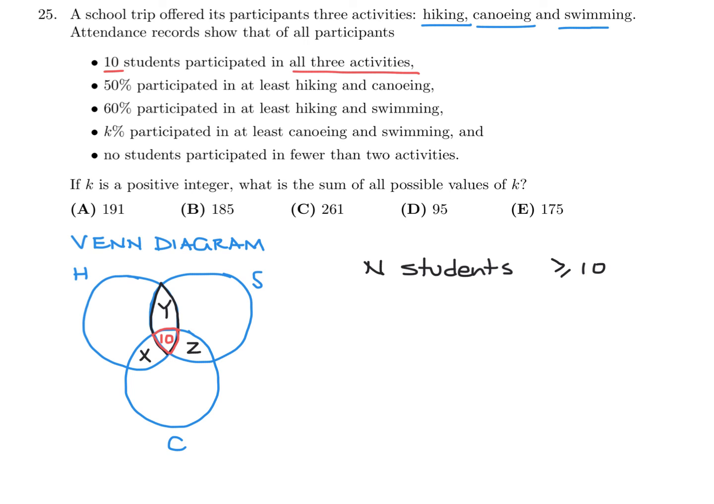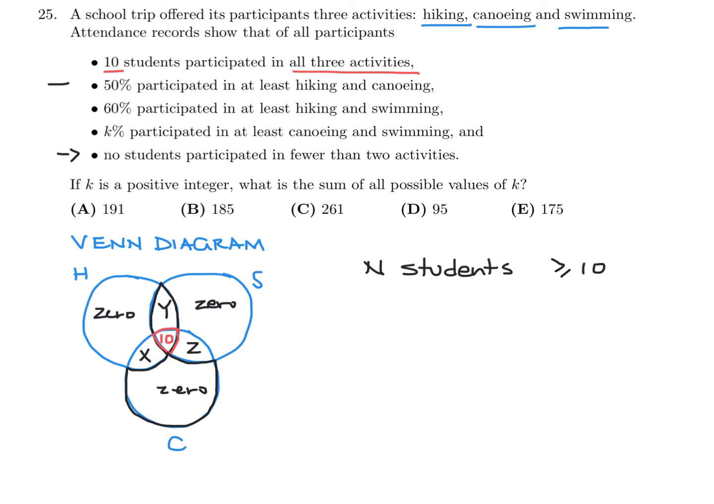And the good news is this one right here: no student participated in fewer than 2 activities. So what they're saying is no student participated in just 1 activity. So this region here is 0, this region in here is 0, and this region in here is 0. When I say that region, I'm talking about this part, not the full circle, just that part. Okay, so now let's try to make sense of this.